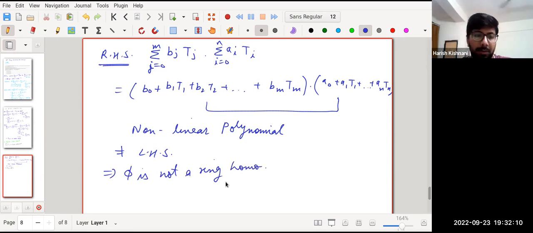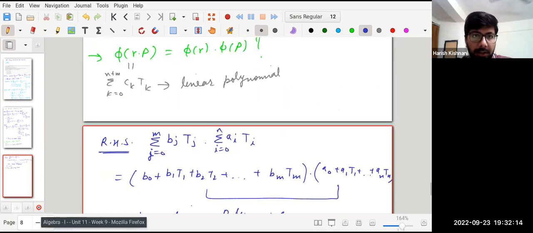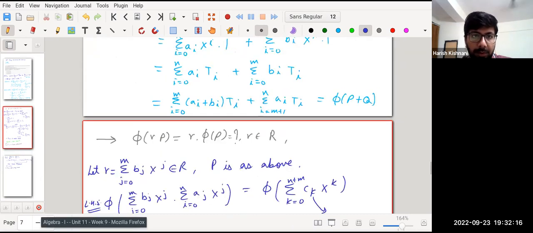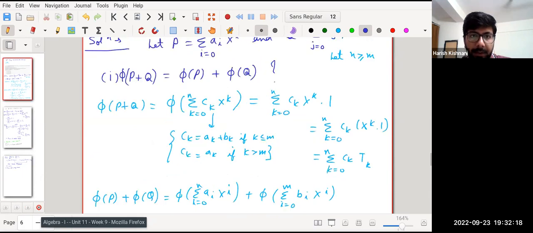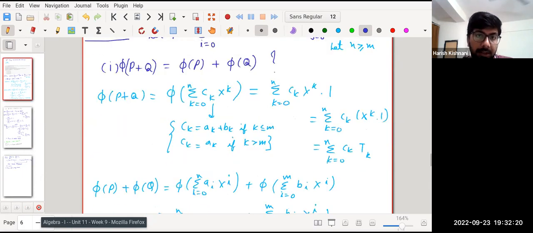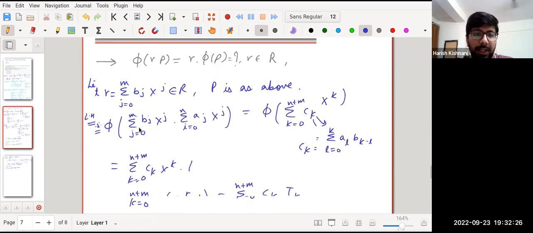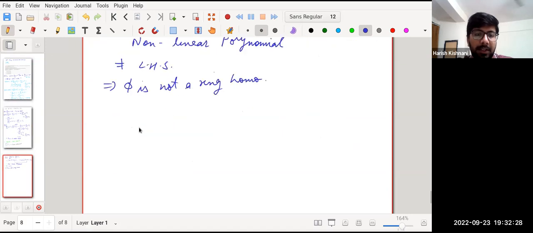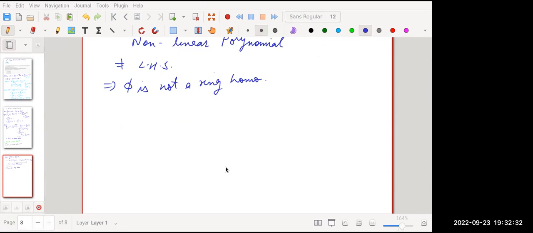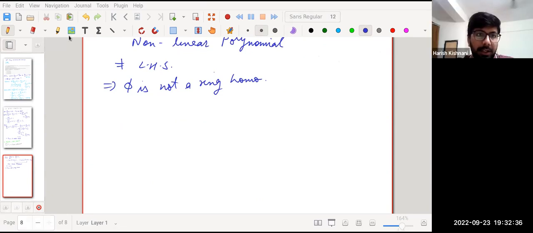Okay, so I hope it's clear. The addition part will follow for both, and then scalar multiplication will follow, but the ring multiplication won't be preserved. That's why it's not a ring homomorphism, but it's a module homomorphism. So let me write the next question.